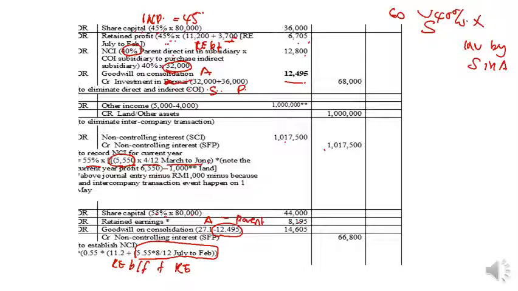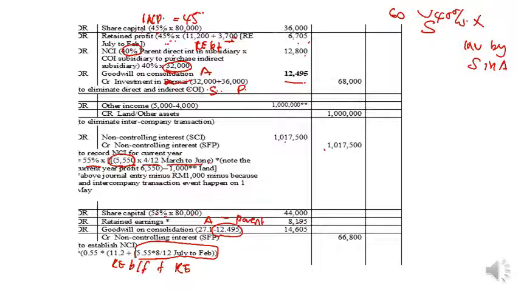So for the NCI here, 10,17,500. Okay, and then to establish the NCI, share capital 55% times 80. Retained profit here is 8195. To get the 8195 here, this is RE brought forward, and then plus the RE from the profit up to 8 months, from July until February. So you're going to have here 8195.